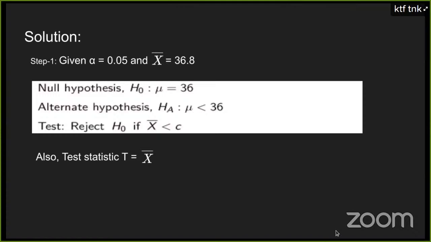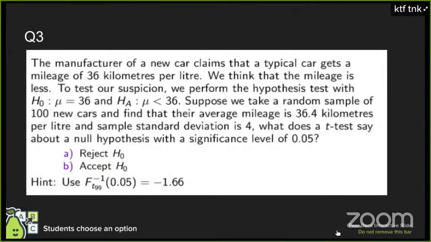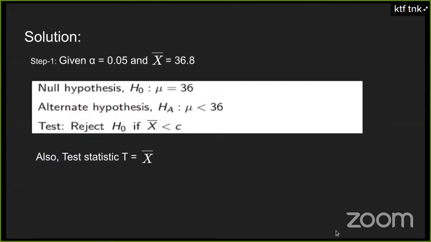First of all, how do we convert this X bar into the T distribution? X bar less than C. What operations do you have to perform? Subtract mu and divide by S by root n. X bar minus mu, times root n, divided by S by root n, right? Because sigma is unknown here. We are given the sample standard deviation.